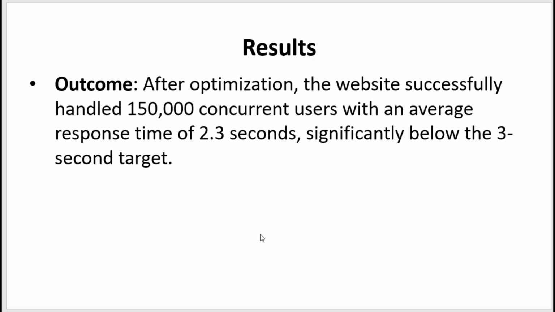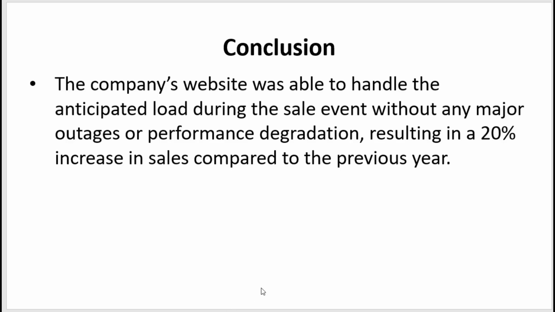Outcome: after optimization, the website successfully handled 150 concurrent users with an average response time of 2 seconds, significantly below the 3-second target. As a conclusion, the company's website was able to handle the anticipated load during the sale event without any major outages or performance degradation, resulting in a 20% increase in sales compared to the previous year.